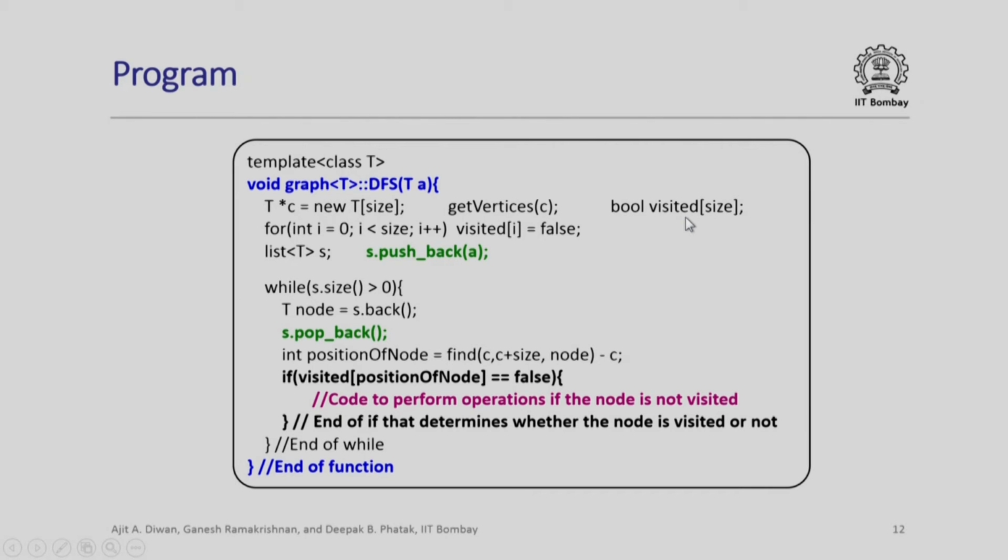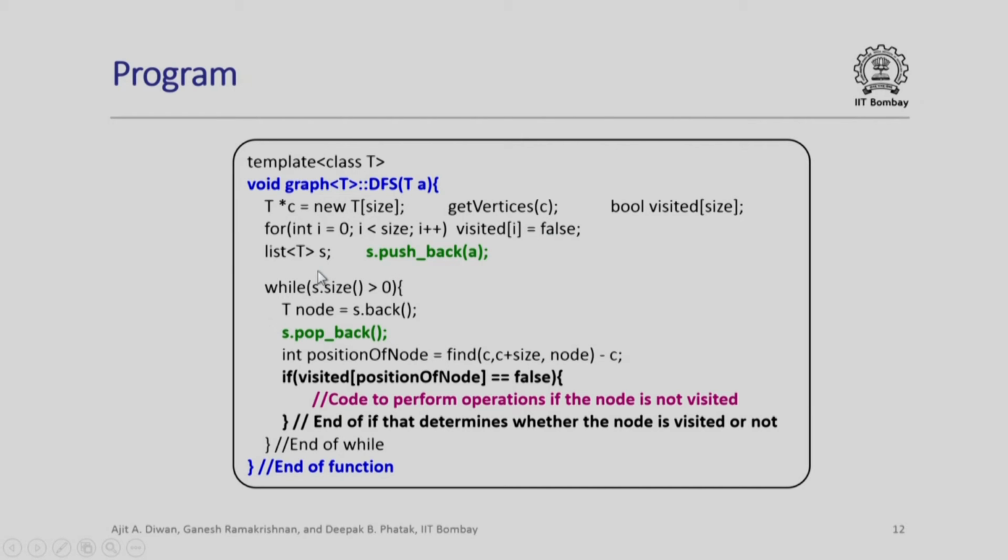This is the one which will permit us to keep track of which node is visited and which node is not visited. Please note that this visited array will work in tandem with the array of nodes that we have. This will actually be a boolean variable corresponding to the node in the same position in the other array. All that we do is, for I equal to 0 to size, we set all the visited elements as false.